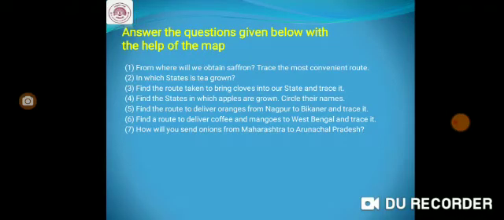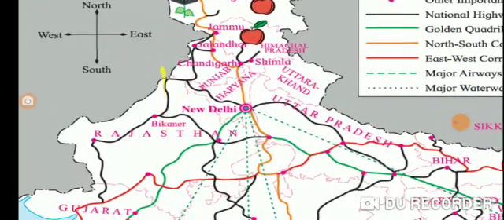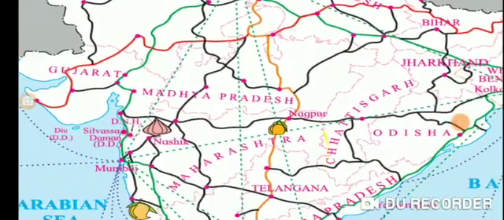Find the route to deliver oranges from Nagpur to Bikaner and trace it. Now Bikaner is the capital of Rajasthan. Where is Bikaner? Where is Rajasthan? Can you see the capital of Rajasthan is Bikaner over here? Now, you have to bring the oranges from Nagpur to Bikaner. Now, where is Nagpur? It is in Maharashtra. You can see the oranges.